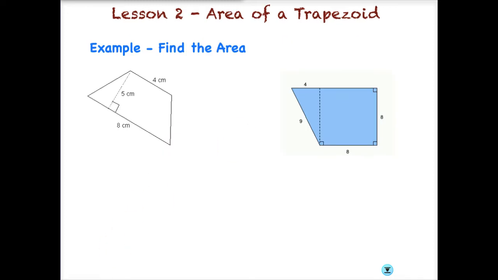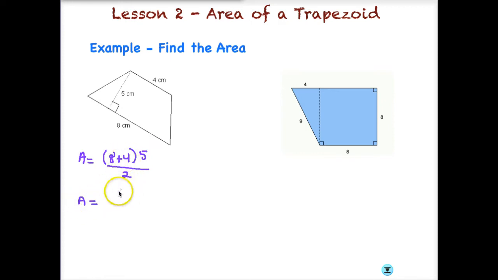Okay, here we have a trapezoid, and notice again that our height has to form a perpendicular with our base. So in this example, we have a base of 4, another base of 8, and a height of 5. That's exactly the amount of information we need in order to calculate the area. So remember that the area is base 1 plus base 2, order doesn't matter, times our height, which is 5, divided by 2. Just be careful of your order of operations.